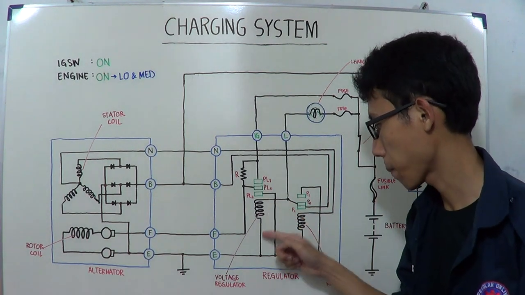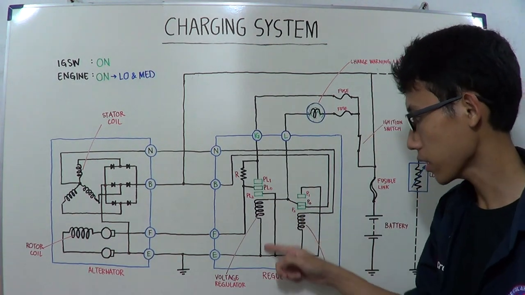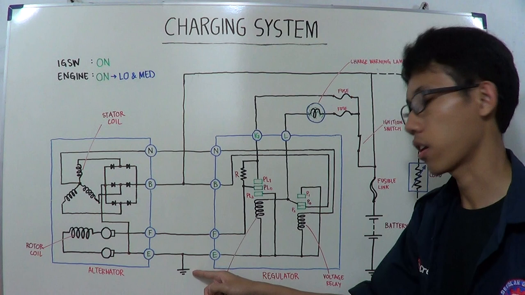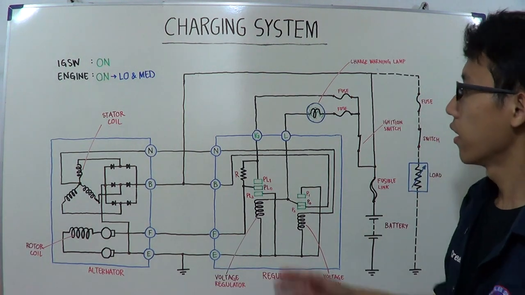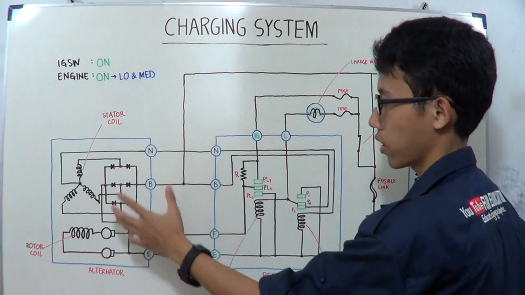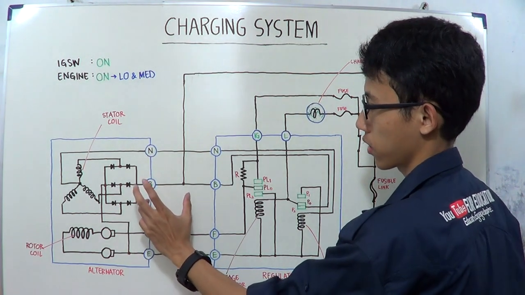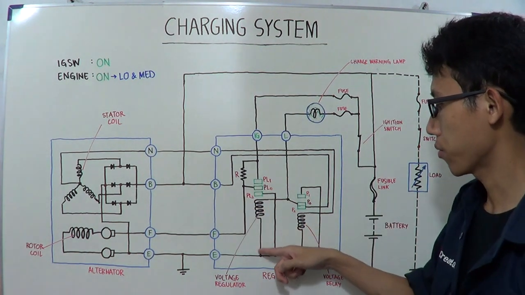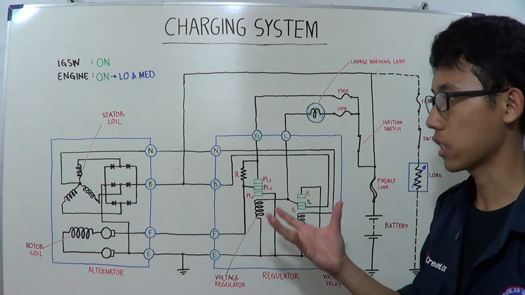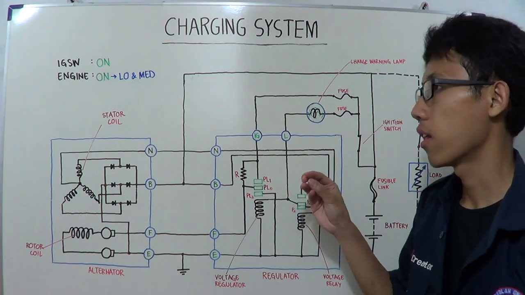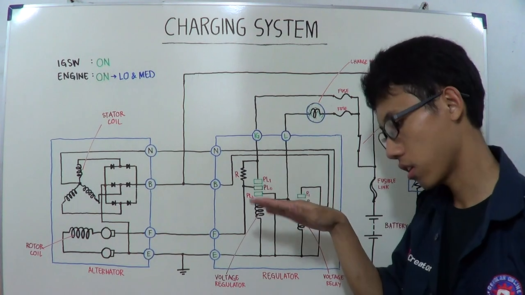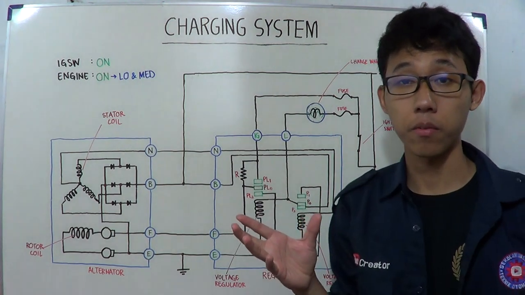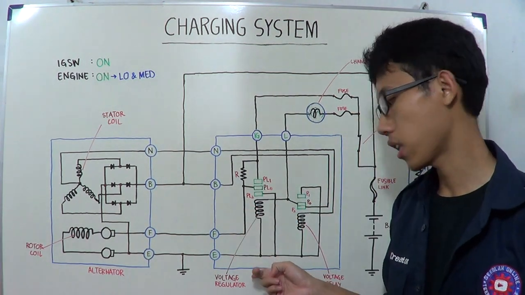They flow to the voltage regulator and then to the E terminal of the regulator and to ground. In this condition, because the voltage that flows from the B terminal to the voltage regulator is moderately strong, PL0 is pulled down by the voltage regulator, which becomes an electromagnet.